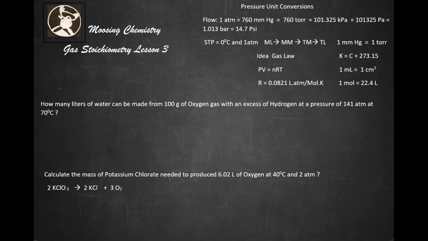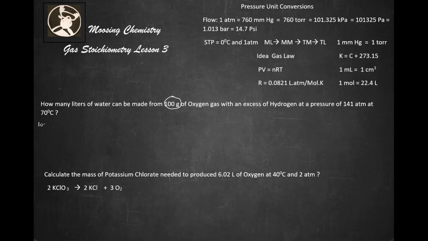How many liters of water can be made from 100 grams of oxygen gas with an excess of hydrogen at a pressure of 141 atmospheres at 70 degrees Celsius? First of all, please note that we're using grams here this time instead of moles. So we have to go ahead and convert grams into moles.